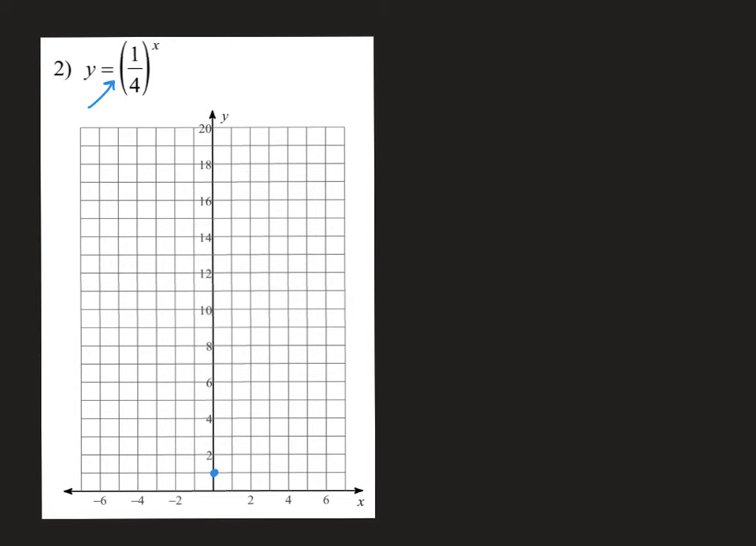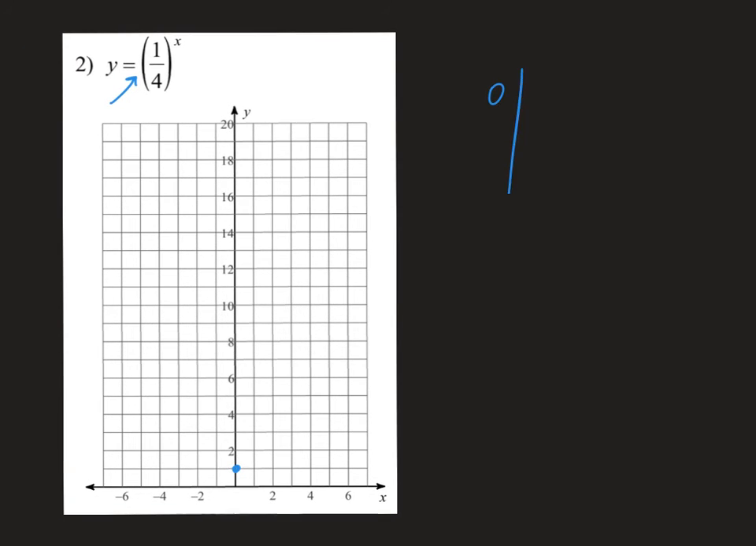Now, if you wanted to create a table again, you could. We already know the 0 value is 1. The 1 value, well, that would be 1/4 to the 1 power, which is 1/4. A little harder to graph here, so at 1, we'll be at 1/4. And what you're going to see is this is going to keep getting into smaller and smaller amounts, making it more and more difficult to graph.